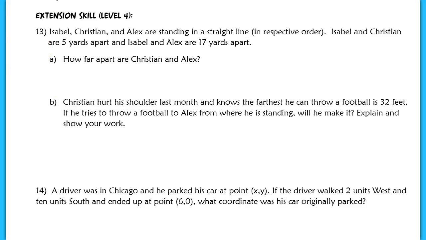All right, let's try our level 4 extension skill. It says Isabel, Christian, and Alex are standing in a straight line in respective order. That terminology, in respective order, just means that when you place Isabel, Christian, and Alex, you go in the order that they were given. So Isabel would be first, then Christian, and then Alex.